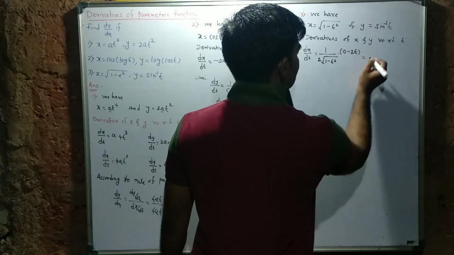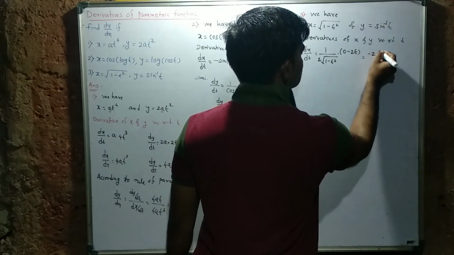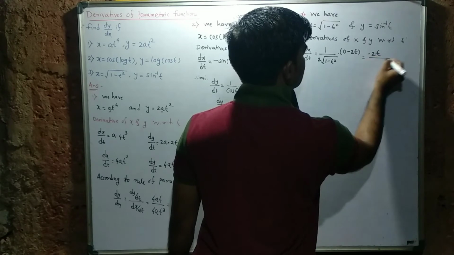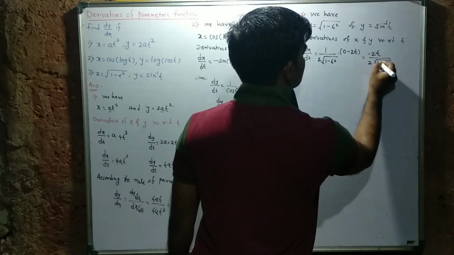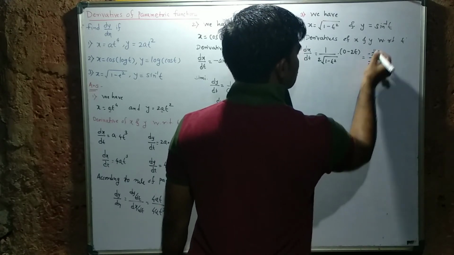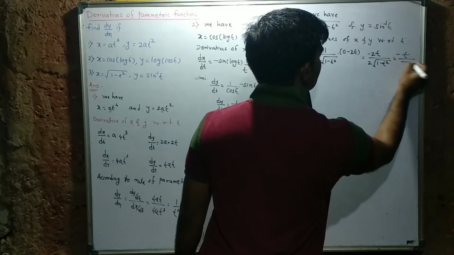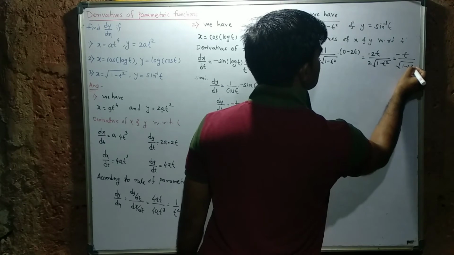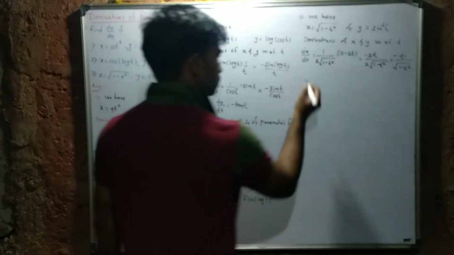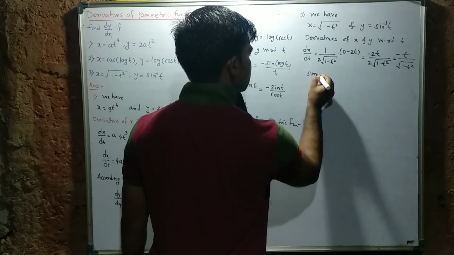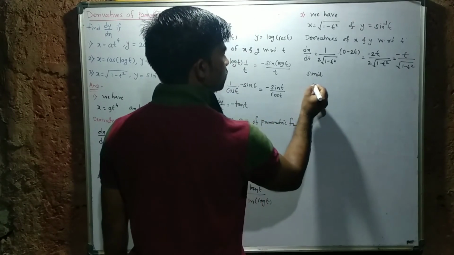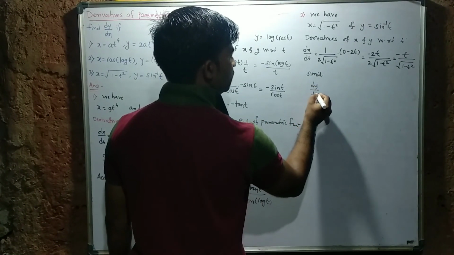Then we can arrange this, and we will get minus 2t divided by 2 into root of 1 minus t square. 2 and 2 cancel each other, and you will get minus t divided by square root of 1 minus t square. Similarly, you can find dy by dt.